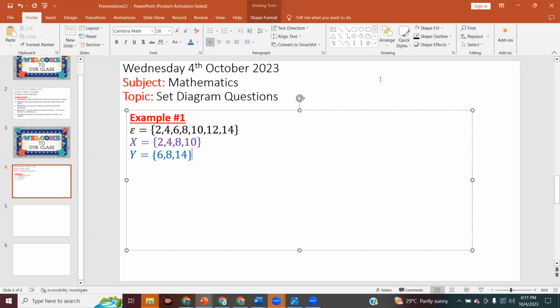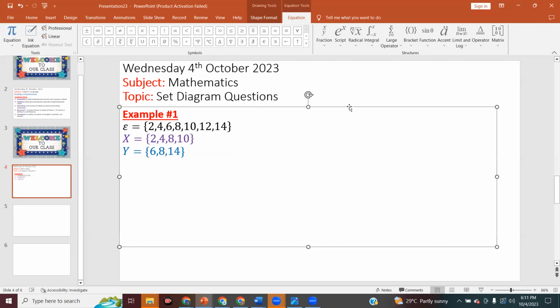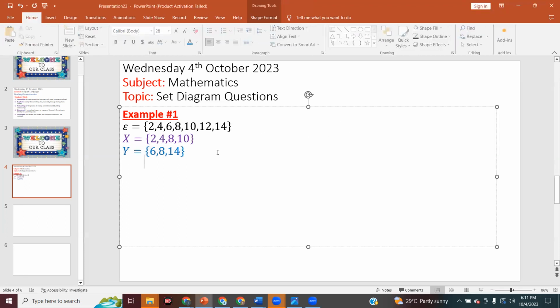All right, so tell me, class, what are the elements that are in set X? 2, 4, 8, and 10. What are the elements of set Y? 6, 8, and 14. Very good. Okay, so with that in mind, let's answer these questions.